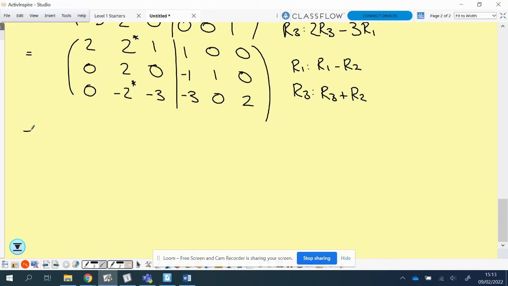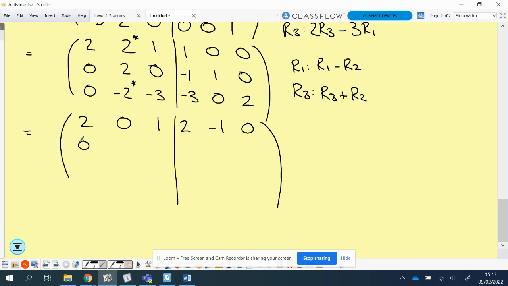So I've got to do row 1, which is row 1 take away row 2, so that's still going to be a 2 at the top there. 2 take away 2 is 0, 1 take away 0 is 1. Then I've still got to do the right hand side, so I'm subtracting: 1 take away negative 1 is 2, 0 take away 1 is negative 1, 0 take away 0 is 0. Okay, so that's row 1. Now change row 2, staying the same.